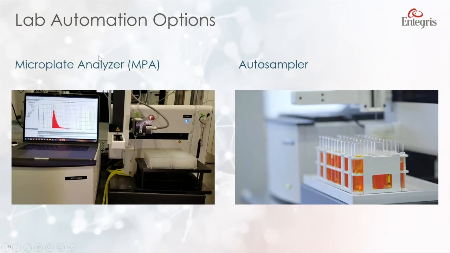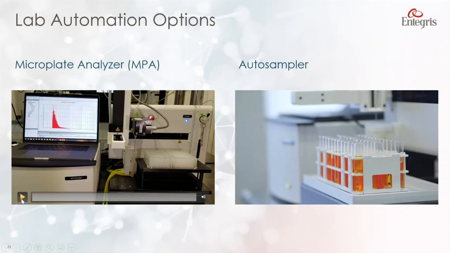Many of these measurements are still performed manually in the lab, but for laboratories where there's a requirement for putting a lot of samples through the lab every day, we have two solutions for automation. On the left, we see the microplate analyzer, which is what we would recommend for doing USP 787 testing of therapeutic proteins. And on the right, we see the autosampler, which is used for standard USP 788 testing.